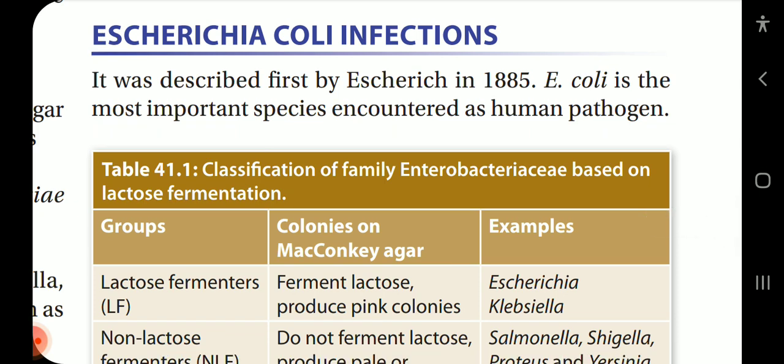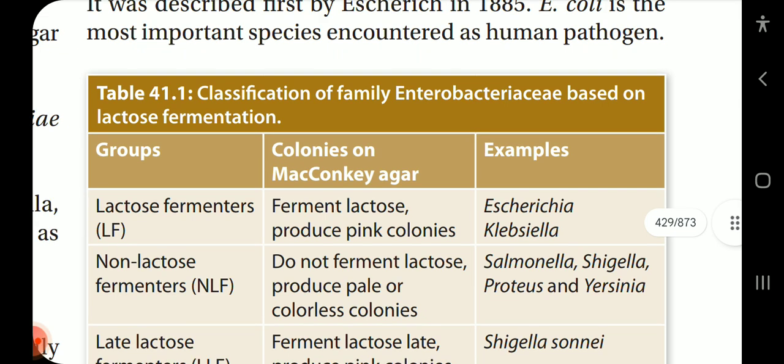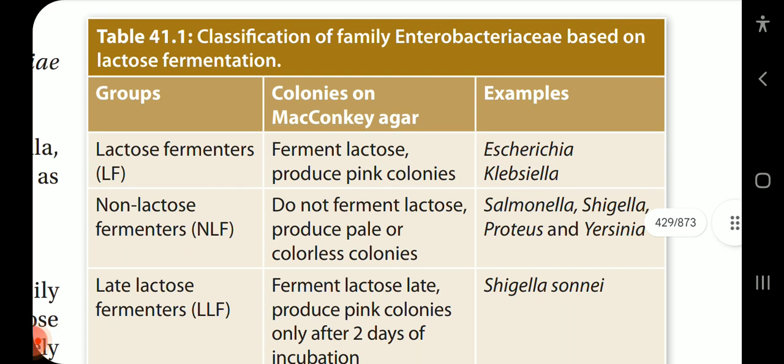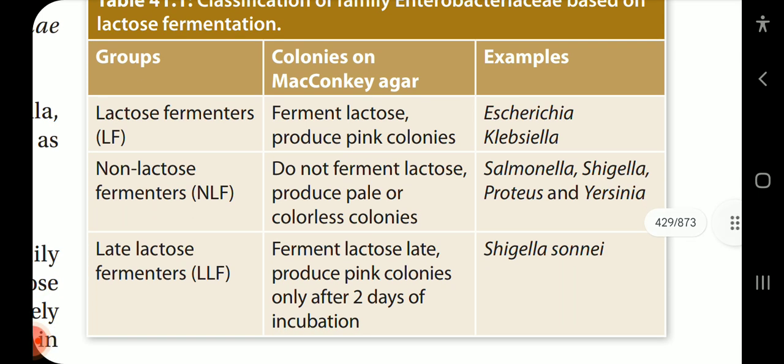Escherichia coli infections, we'll see. It was described by Escherich in 1885. E. coli is the most important species encountered as human pathogen. Table 14.1 shows the classification of family Enterobacteriaceae based on lactose fermentation. Groups. Lactose fermenters. Colonies on MacConkey agar ferment lactose and produce pink colonies. Examples are Escherichia and Klebsiella.